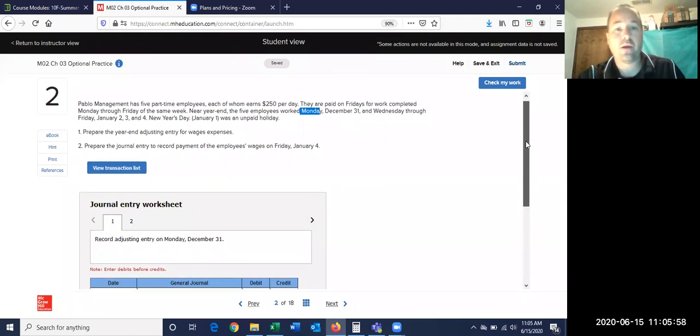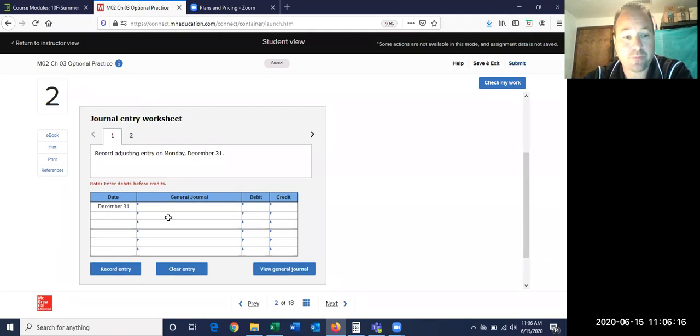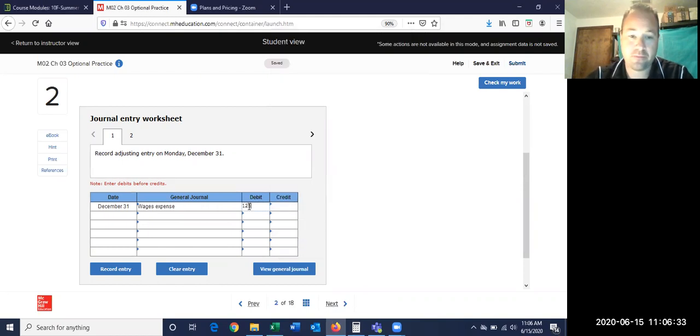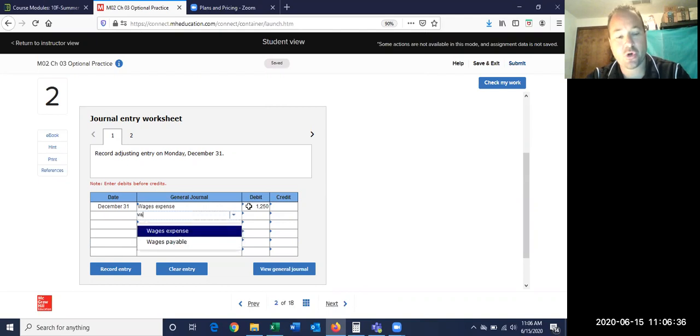All right, so on December 31, our employees worked, so our debit has to be wage expense because we got the benefit of them working. And the credit needs to be, usually it's cash, but not in this case because we don't pay them on Monday. So we need to show wages payable. So our debit here would be wage expense. And we don't want to put $250. I actually want to take $250 and multiply it by 5 because we have 5 employees. So $1,250. And then show that this is a wages payable because I'm not actually paying them yet.